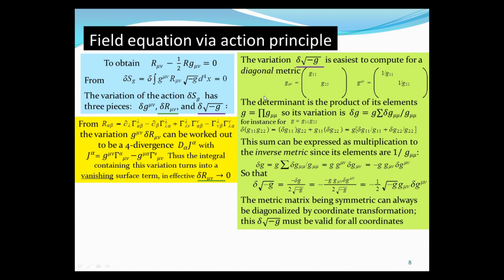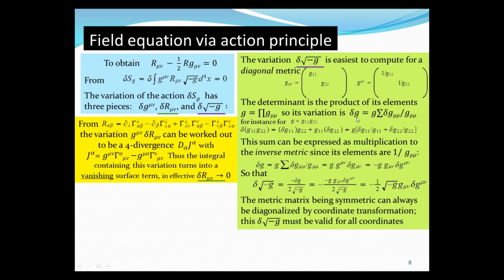So we recall the variation of the metric determinant, the square root of the metric. It's easier to compute this for a diagonal metric. So g_mu_nu has only diagonal elements, and therefore the inverse metric has elements 1 over g11, 1 over g22, and so on. These are the metric and inverse metric written in diagonal form. The determinant is simply the product of these diagonal elements.